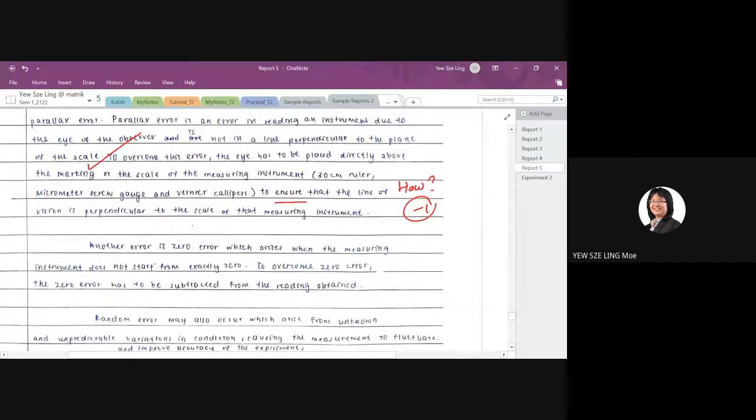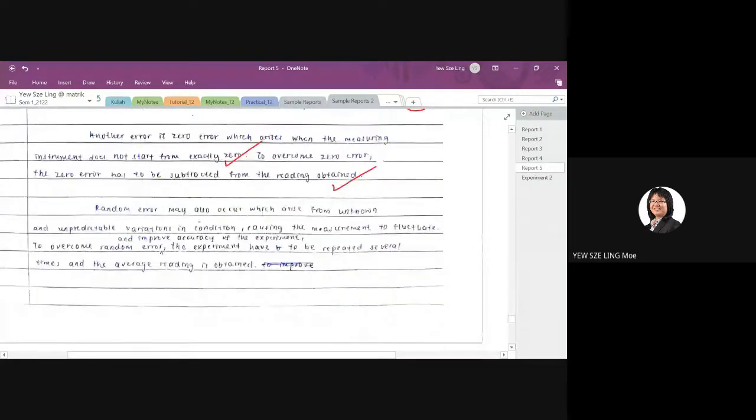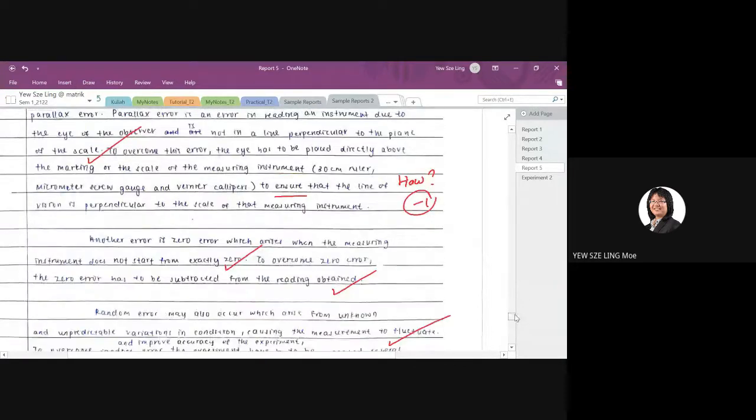And then another error is zero error, which arises when measuring the instruments does not start from exactly 0. So at least you see, got explanation. So to overcome zero error, the zero has been subtracted from the reading obtained. Good. Okay. So random error may also occur, which arise from unknown and unpredictable variations in the conditions, causing the measurements to fluctuate. So all right, can be accepted. So to overcome random error and improve the accuracy of the reading, the experiment have to repeat it several times. Good. So now you see here, you got 3 errors and 3 precautions, right?